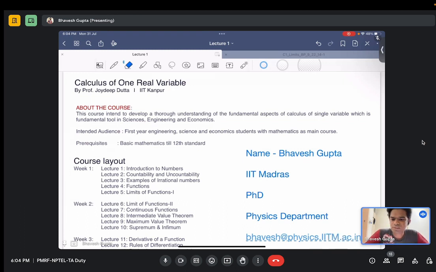So welcome to the course Calculus of One Variable. Over here we're going to understand how a function changes when you change the input. We want to understand the rate of change. We want to understand how we record all those changes. And why is this important?